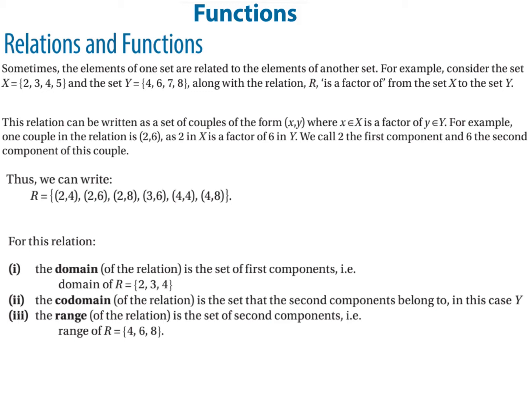The range of the relation is the set of the second components. The codomain is 4, 6, 7, and 8; that's the possible answers for y. But in our relation we're only actually using 4, 6, and 8. We're not using 7, and 4, 6, and 8 is the range. So the codomain is all the possible answers we could get for y, whereas the range is the answers that we're actually using, in this case 4, 6, and 8. We are not using 7, therefore it's not included in the range.